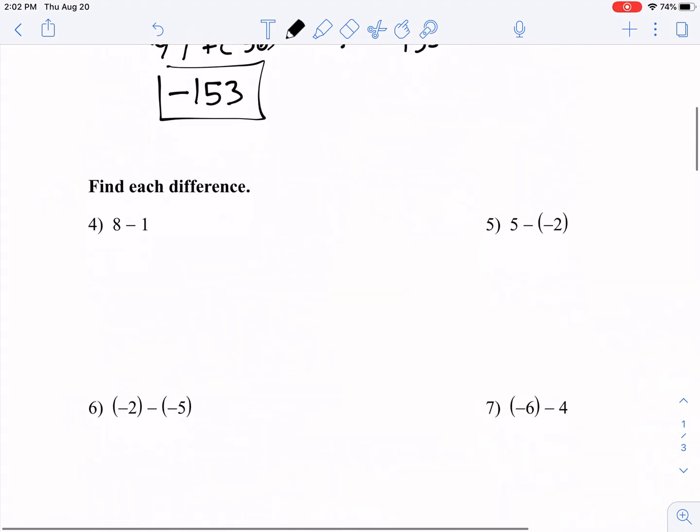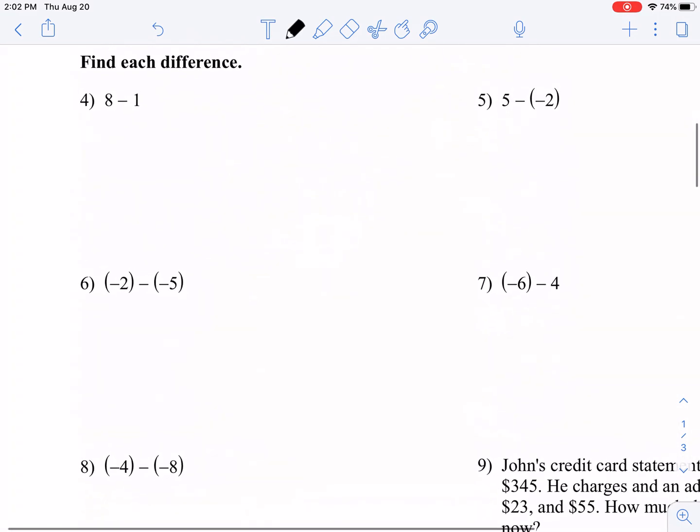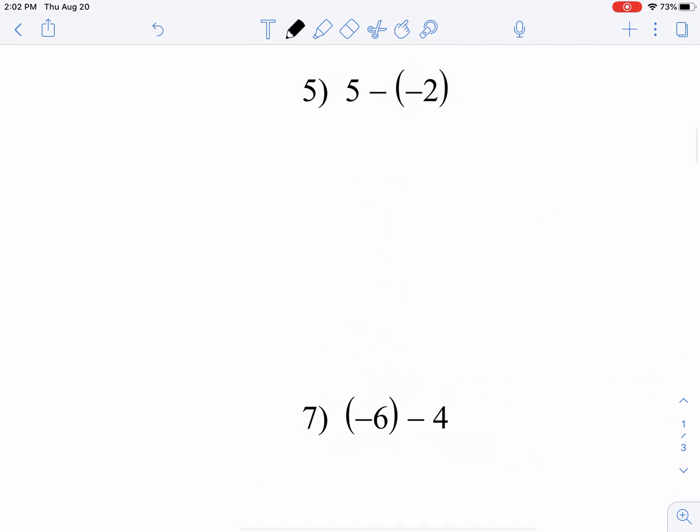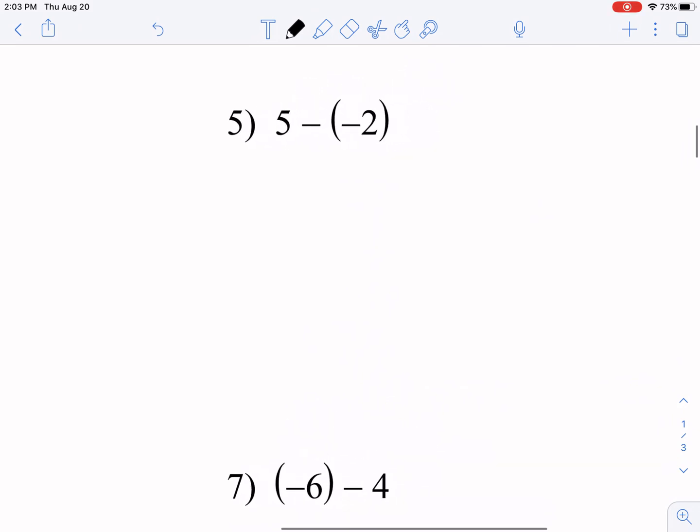Now let's talk about what happens when I subtract integers. And it's not a whole lot different, but there are some special cases that we want to address. The first one here is nothing more than what you've already seen before. A positive minus a positive, it's just what you think. 8 minus 1 is 7. Okay. What we really want to look at are situations like number 5 and number 7, but let's look at number 5 real quick. I have a positive value minus a negative.